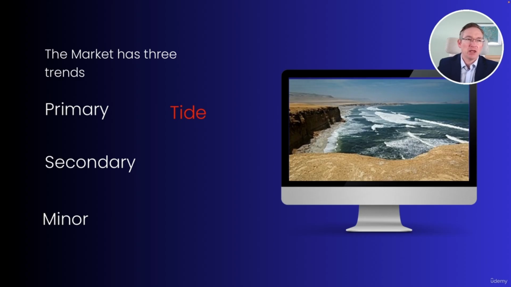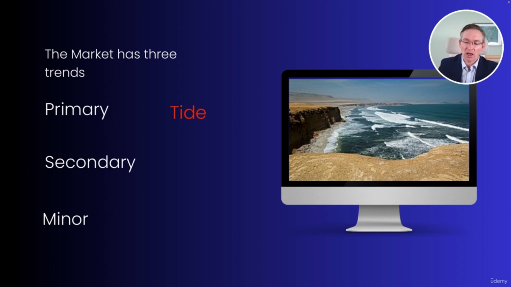Now, if each wave falls shorter than the last, then the primary tide is going out, right? So Dow believed that these so-called primary trends could last for a year or more, and they represent the major direction of the market. That's the big cycle, okay? The bull markets and the bear markets.